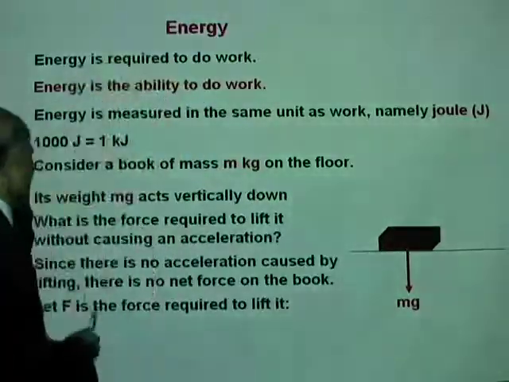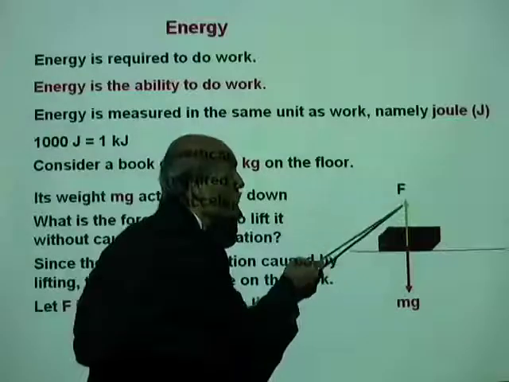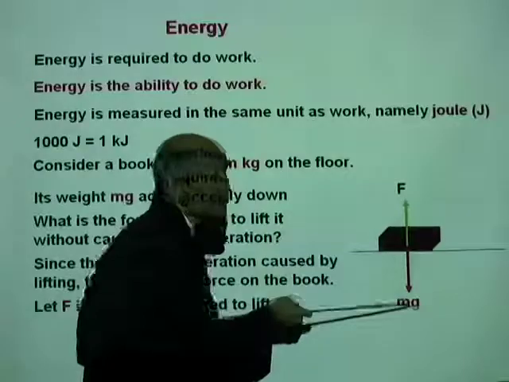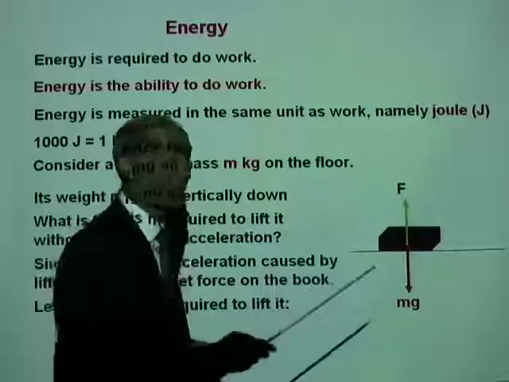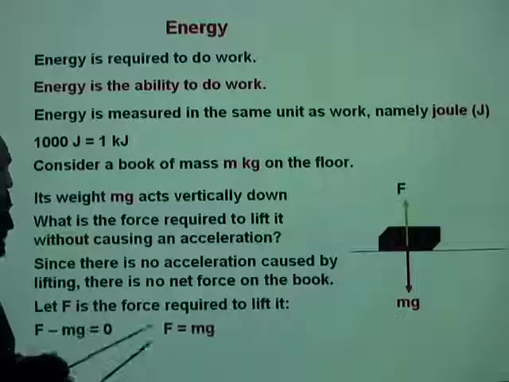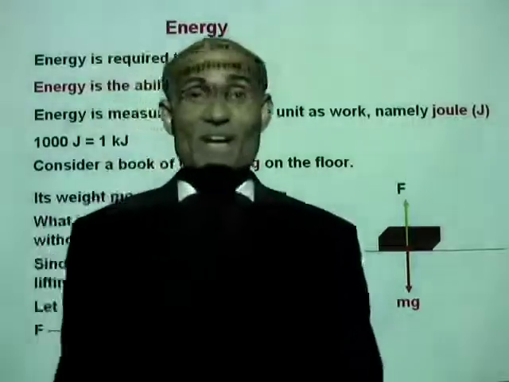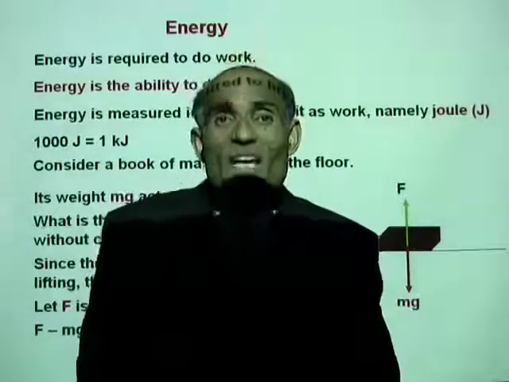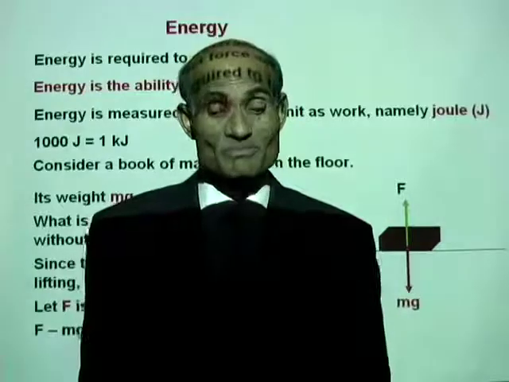Therefore, in order to lift this book, you need to apply a force F upward so that F minus mg is equal to zero, or the magnitude of that force is equal to mg. So F minus mg equals 0, or F equals mg. In order to lift any object, you need to apply a force equal to its weight upward. Well, that's a very simple concept, is that right?